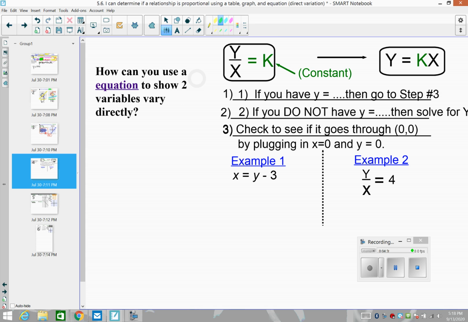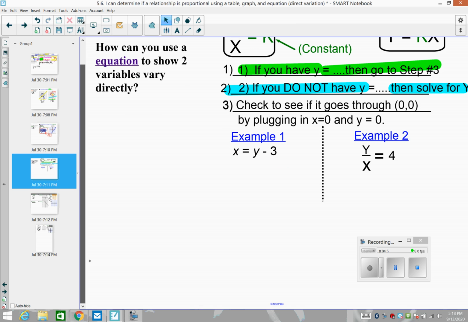So the steps basically here would be this. If you already have y equals, then jump to step 3. If you do not have y equals, then solve it for y and jump to step 3. So again, most complicated of the entire lesson.